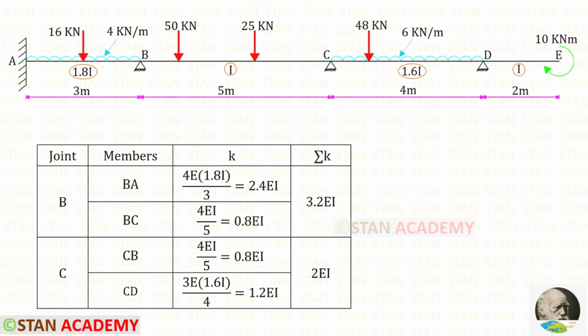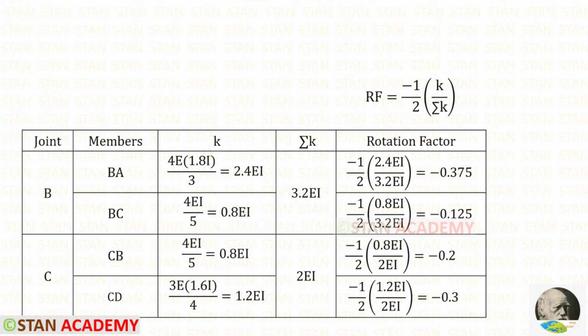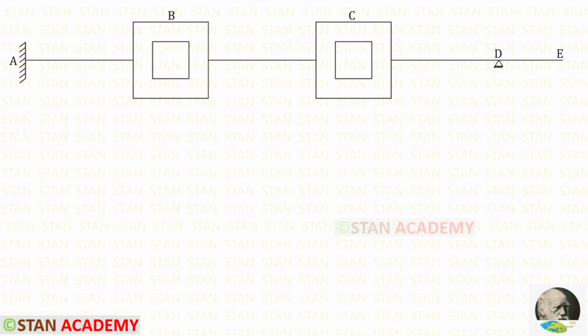Let us find sigma k. We have to add these two values. After adding, we will get 3.2 EI. Then we have to add these two values. After adding, we will get 2 EI. Now, using this formula, we can find the rotation factors. In Kani's method, we have to make boxes in the joints. No need to make one in the joint D because in the joint D we have already found the final moments.